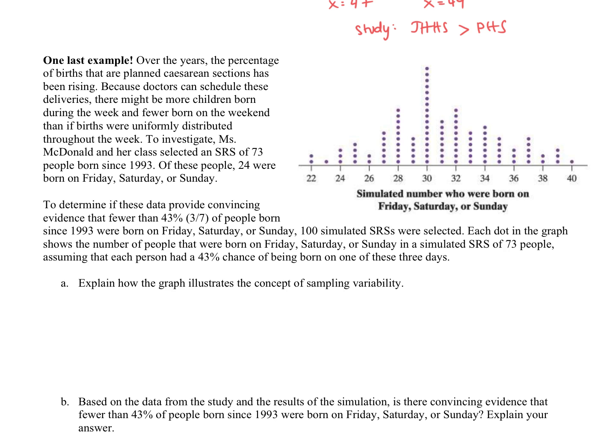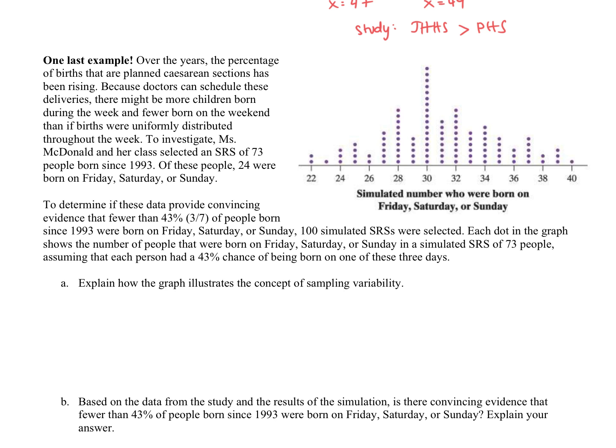To determine if these data provide convincing evidence that fewer than 3/7 of people born were born on Friday, Saturday, or Sunday. Okay, so let's talk about that part. We are assuming that the births are evenly distributed. 1/7 of people are born on Friday, 1/7 Saturday, 1/7 Sunday, 1/7 Monday, and so on. What we're asking is, is there evidence that less than 3/7 are born on a weekend, possibly because C-sections are being planned, and so people are giving birth during the week instead? So we are looking for evidence that less than 3/7 were born on a weekend.